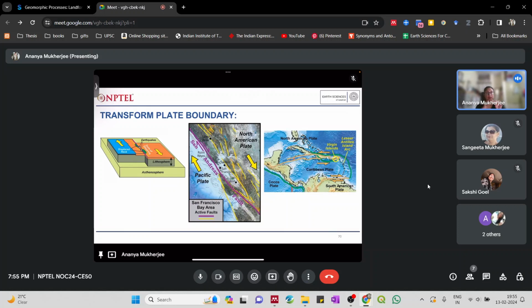Because of this movement, we have the San Andreas fault. There have been movies about it also, and we know a lot of earthquakes constantly happen in this region. It is because of the existence of the transform plate boundary in the San Andreas region. Over here you can see that the western part is moving towards the north, and the eastern part, the North American plate, is moving towards the south.